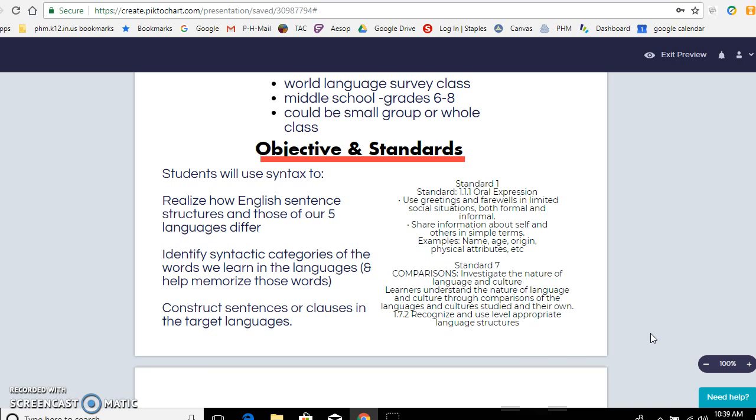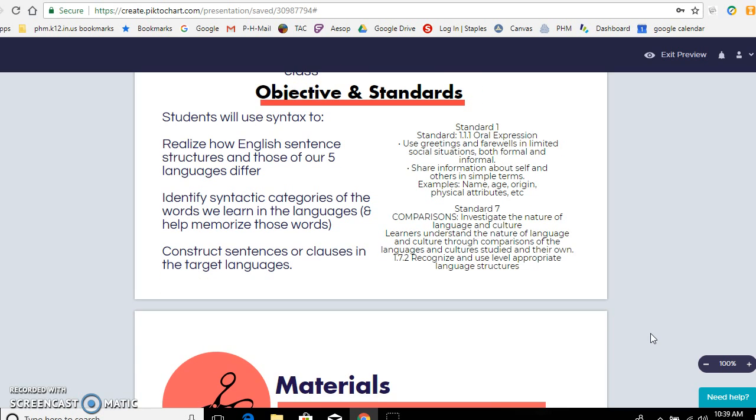But then also standard 7 has to do with comparisons, investigating the nature of language. They will understand the nature of the language and culture through comparisons to their own language. And standard 1.7.2 is recognizing and using level appropriate language structure. So I thought that was actually a perfect standard for this lesson.